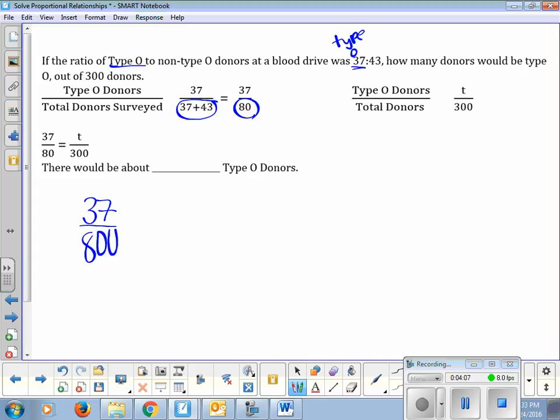If we want to find out of 300 donors total, would that go in the numerator with type O or in the denominator with total survey? In the denominator. So we set it equal to a fraction with 300 in the denominator, and we do not know what's in the numerator, so we'll fill that in with a variable.